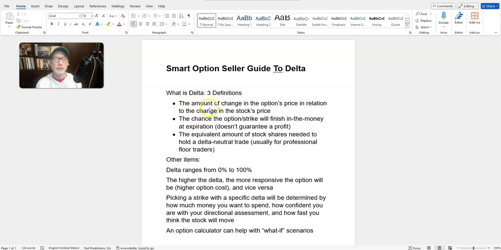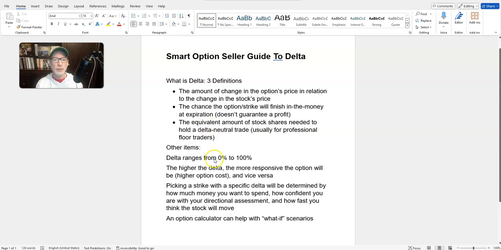But once again, the first definition to me is really the most important, and it will help you understand how your option value will move in conjunction with the stock price. Now, a couple other items down here. Deltas range from 0 to 100%. And the higher the delta, the more responsive the option price is going to be to a stock move. So you have to decide for yourself how much movement you want to get out of your option price. It'll be determined by how much you really want to spend, how bullish you are, and what your expectations are of how the stock's going to move and how fast it's going to move. Okay. And then, using an option calculator can help you with what-if scenarios.